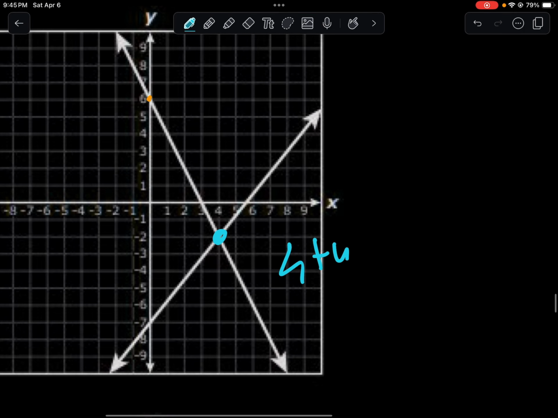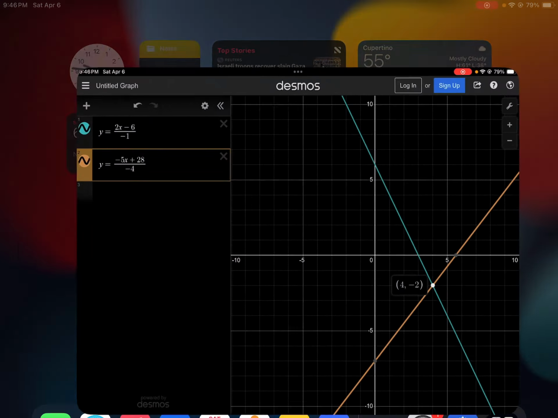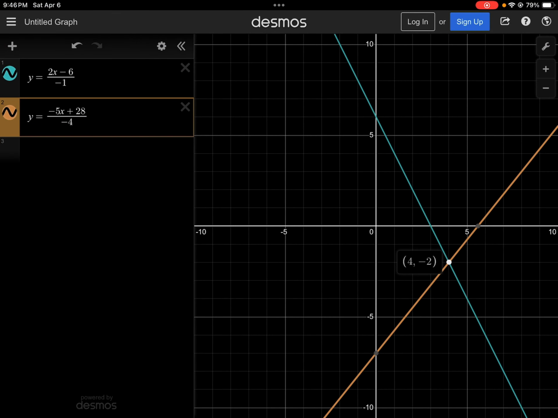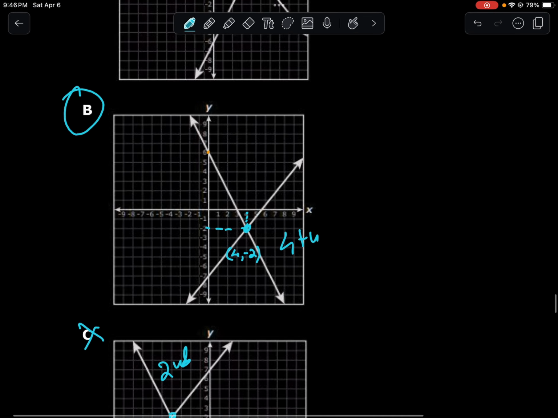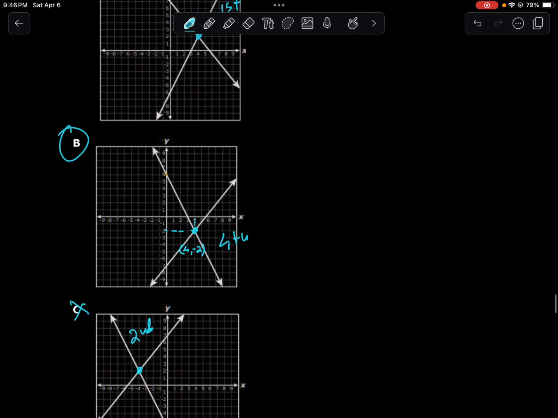If I want to check the coordinates, I see that it's below 4. So 4 when it comes to x, so 4 goes first, next to negative 2. Negative 2 is the y, so it's 4 comma negative 2. Let's double check here, and I have 4 comma negative 2. So that's the correct answer. Okay, let's go to the next one.